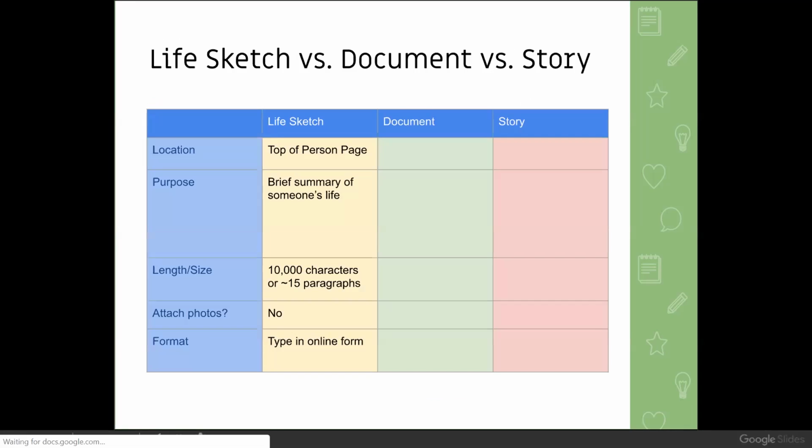Shorter is fine. Another question that comes up when we talk about life sketches is how do they compare to the document or the story that is on the Memories tab? So I thought it would be helpful to just run through that quickly. As we mentioned, the location of the life sketch is at the top of any person page. It's a brief summary. We've got our 10,000 characters or 15 paragraphs. People ask, can you attach photos? And the answer is actually no in a life sketch. In fact, you can't do any kind of formatting at all. It's just straight text, no bold, no italics, no photos, just text. And as we'll see later on, you get an online form and you just enter it in the online form.